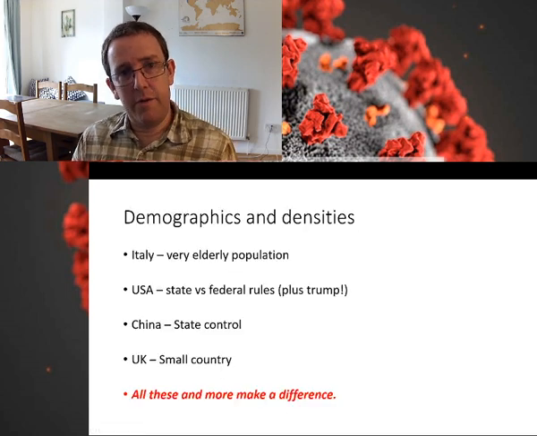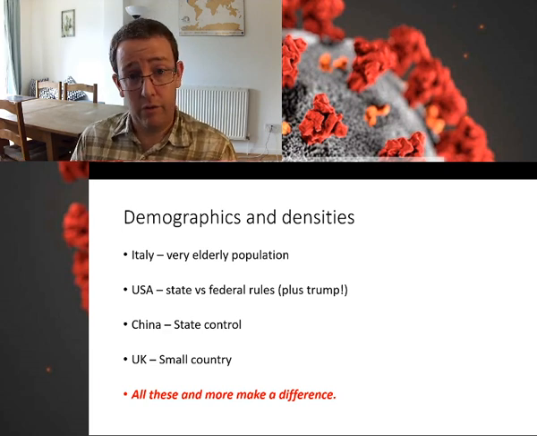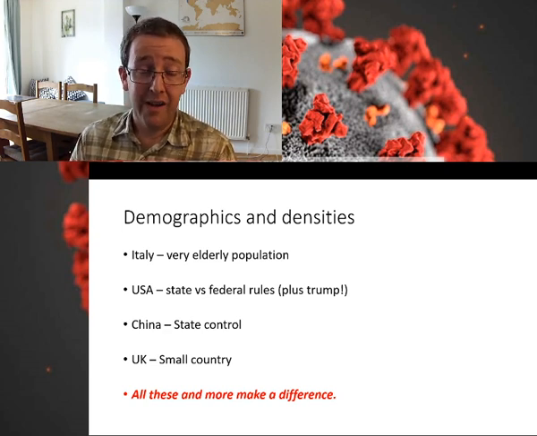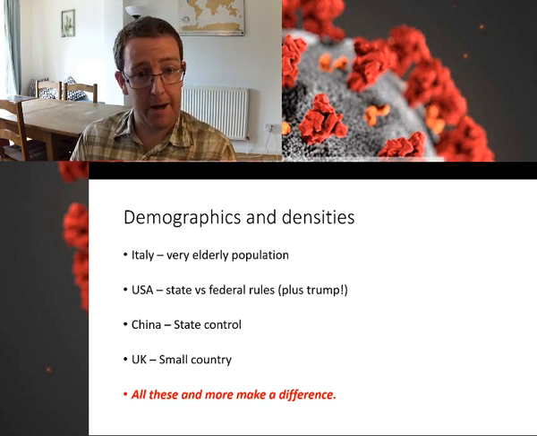Right, demographics and densities. There's a lot of comparison. This is going on in Italy, this is going on in Spain, this is going on in the USA, and so on and so forth. Well, they're not actually direct comparators to us. They're useful, but we have to take those things with a pinch of salt. Italy's got a very elderly population. It's got the second oldest population in the world after Japan.